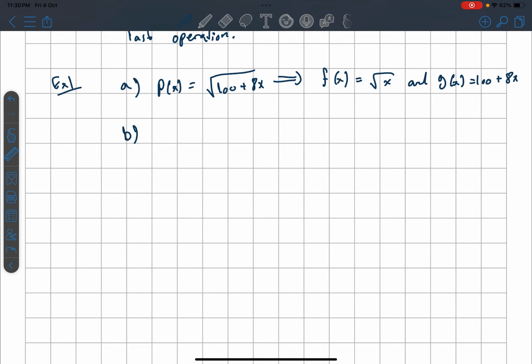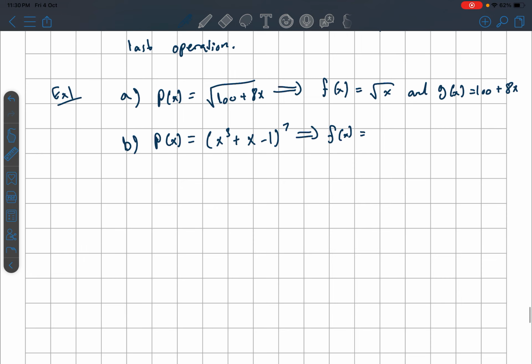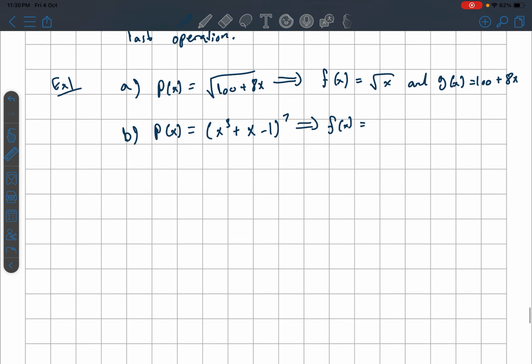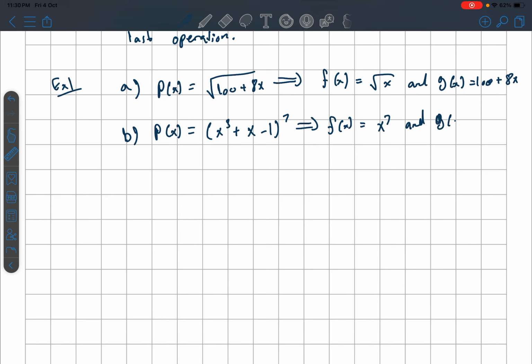Another example b, if we have h(x) equal (x cubed plus x minus 1) to the power of 7. So here we can say that f(x) is the outer function, so it will be x to the power of 7, and g(x) is the inner function, x cubed plus x minus 1.